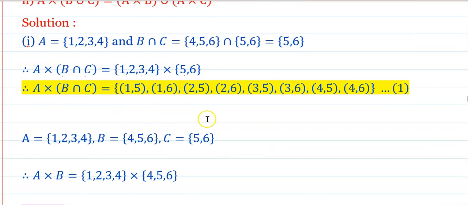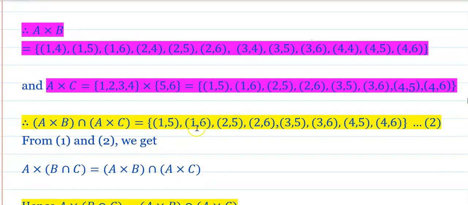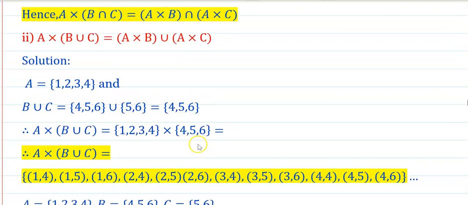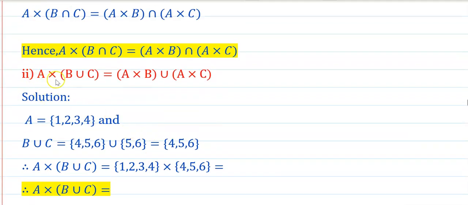1, 5, 1, 6, 2, 5, 2, 6, in this way. 3, 5, 3, 6, 4, 5. And hence, from 1 and 2, we have A cross in bracket B intersection C is equal to A cross B intersection A cross C. And hence the result.